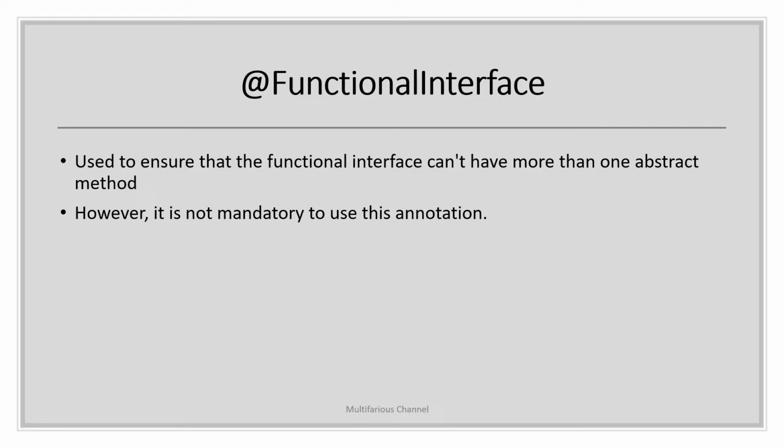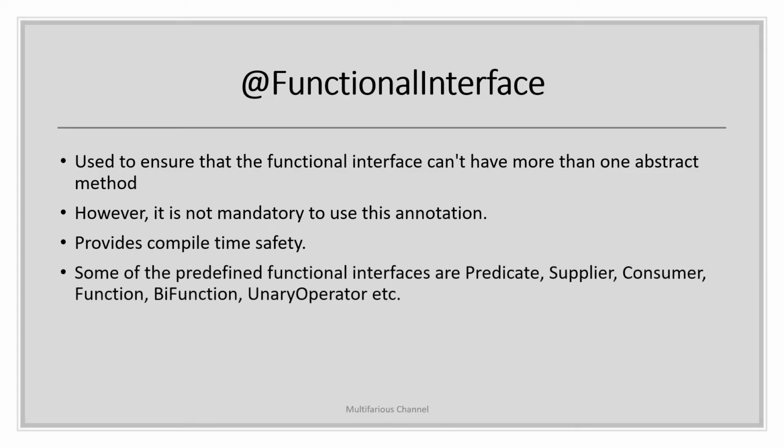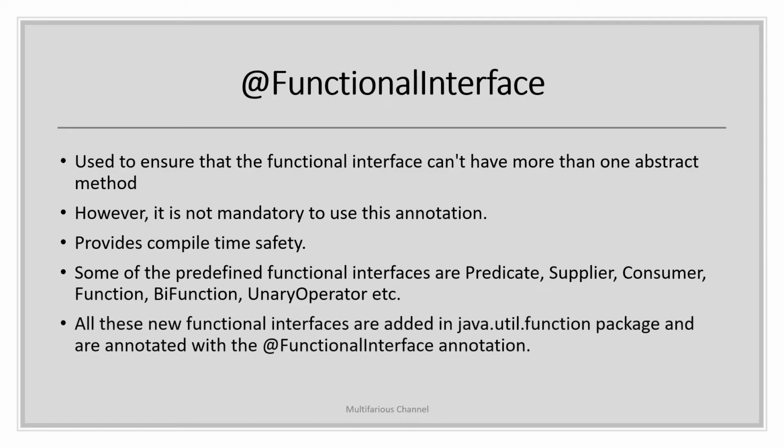If we try to add more methods to the functional interface, the compiler will generate an error message stating unexpected @FunctionalInterface annotation, and thus this provides us a kind of compile time safety. Some of the predefined functional interfaces are Predicate, Supplier, Consumer, Function, BiFunction, UnaryOperator, etc. All these interfaces that were introduced in Java 8 are a part of the java.util.function package, and all of them are annotated with the @FunctionalInterface annotation.